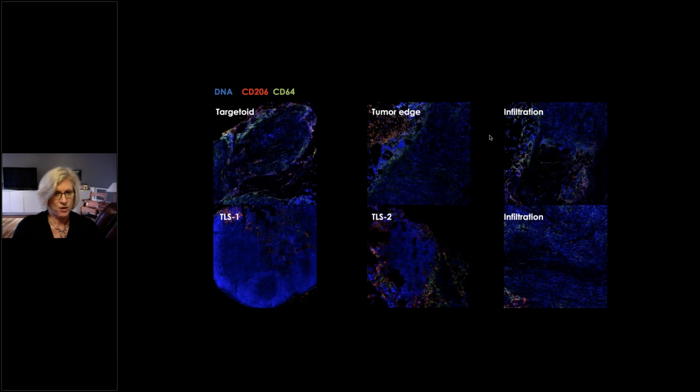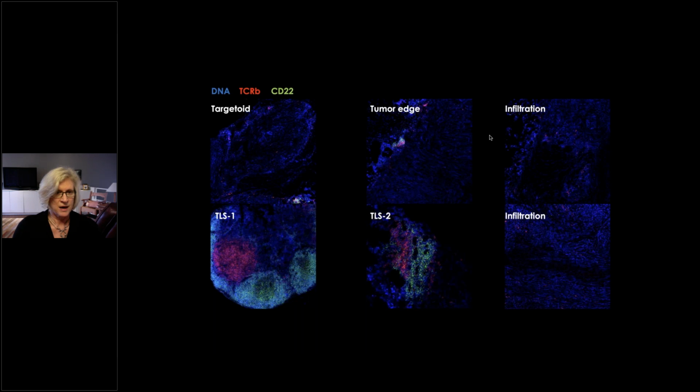So two macrophage markers that were in our panel, CD206, which is often considered to be an M2 macrophage marker, and CD64. And what you can see, what we hadn't really expected, was that these two macrophage markers are not really co-expressed. There seem to be regions of the tumor that have 206 positive macrophages and regions that have 64 positive macrophages. So probably two different kinds of macrophages in different regions.